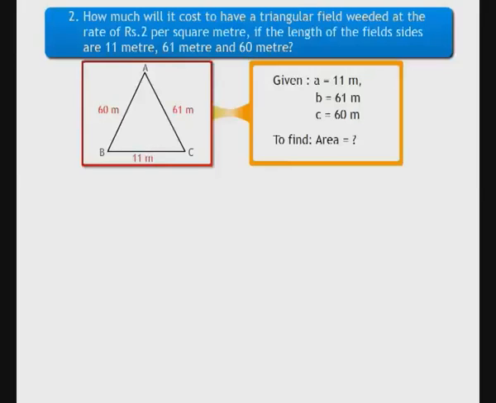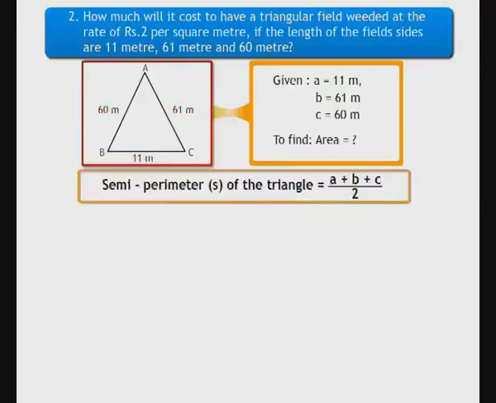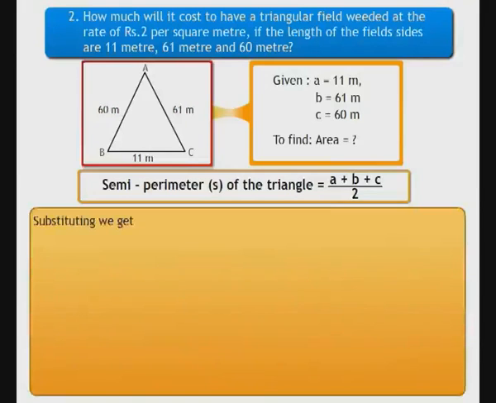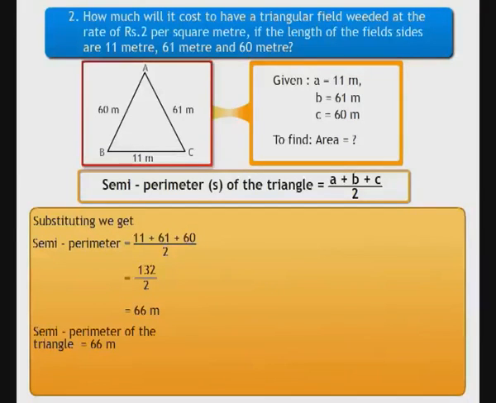Substituting, we get S is equal to P plus P plus P divided by 2, which is equal to 3P divided by 2. Semi-perimeter of the triangle is equal to 3P upon 2. Now we can find the area of the triangle. Area of the triangle is equal to square root of the whole semi-perimeter into semi-perimeter minus A into semi-perimeter minus B into semi-perimeter minus C.